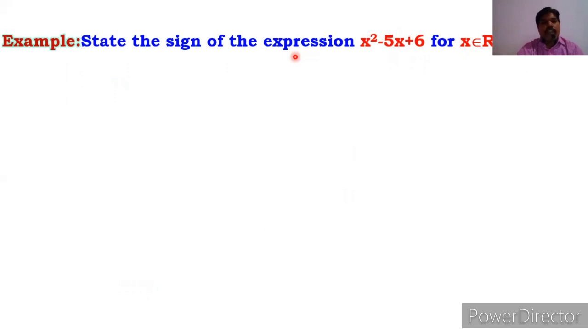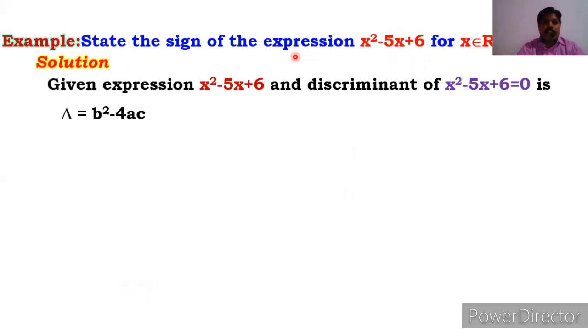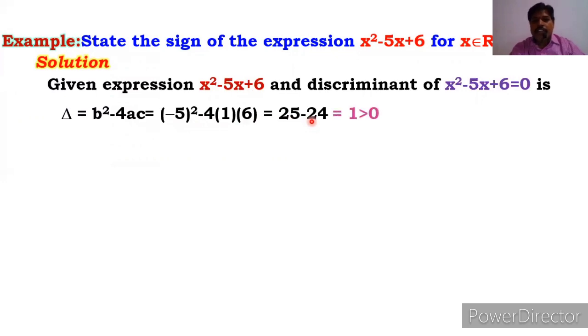So first we have to calculate the discriminant value. What is the discriminant value? First you have to understand what the a value is. A value is 1, b value is minus 5 and c value is 6. So replace that in this formula. What you will get is minus 5 square minus 4 into 1 into 6. So that value is nothing but 25 minus 24, which is 1.